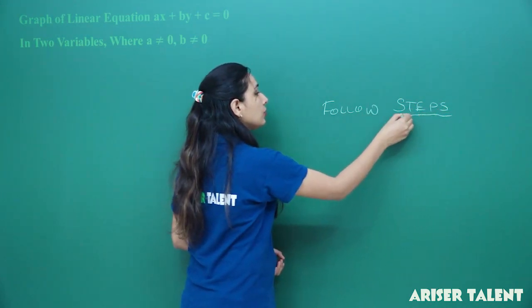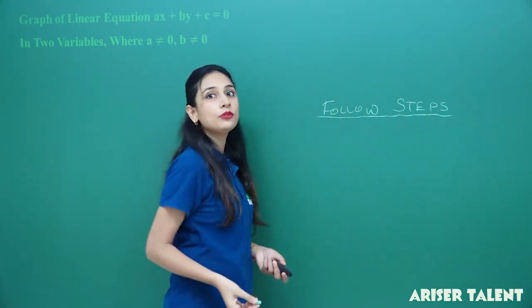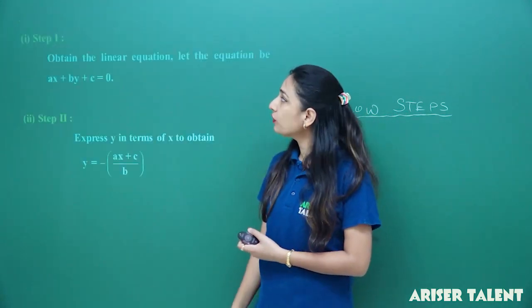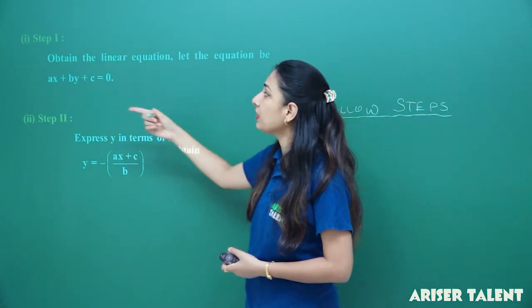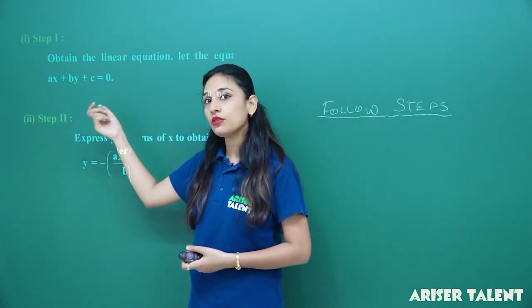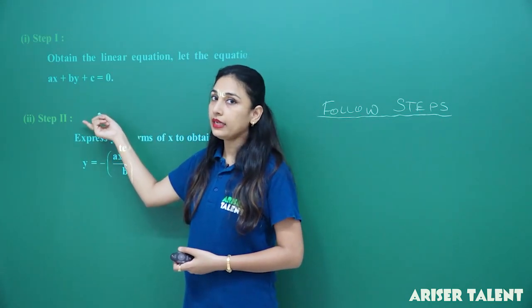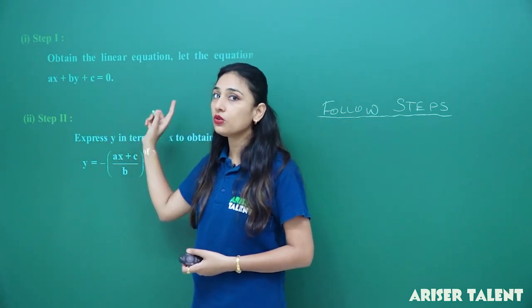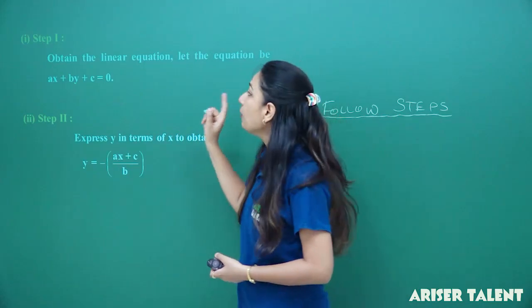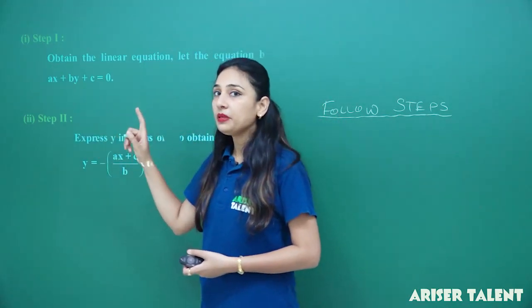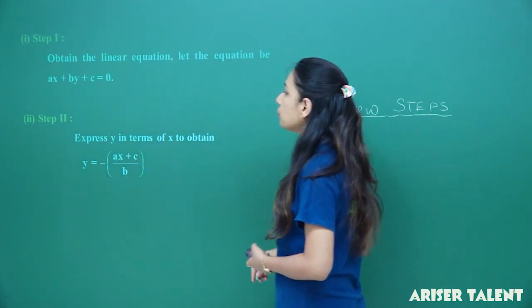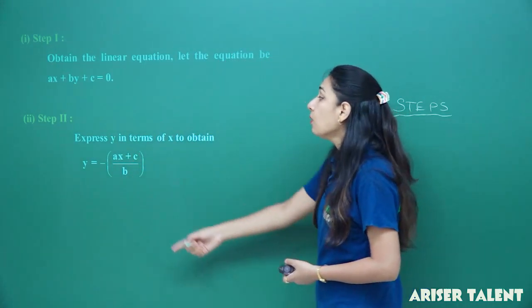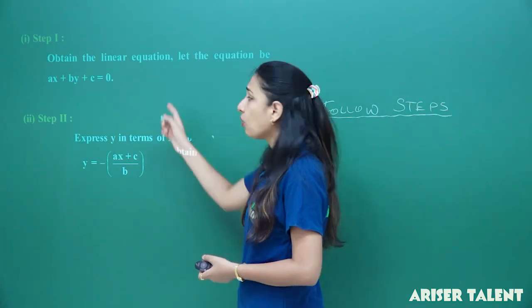Right students, so in order to follow the steps, our very first step is to obtain the linear equation. Let the equation be ax plus by plus c equals to 0. This is the format of our equation, where a and b are not equal to 0. Now step two: express y in terms of x to obtain y equals to minus of the complete expression.